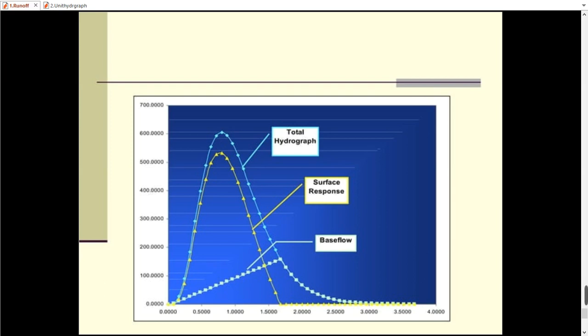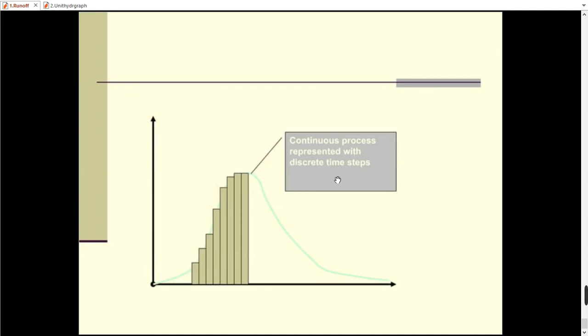So first just understand the graph. This is the peak flow, the top portion. So the peak flow. This is the base flow. And there are some definitions. We can see that later, right? So the continuous process is represented with discrete time steps, right? These are the runoff, right?